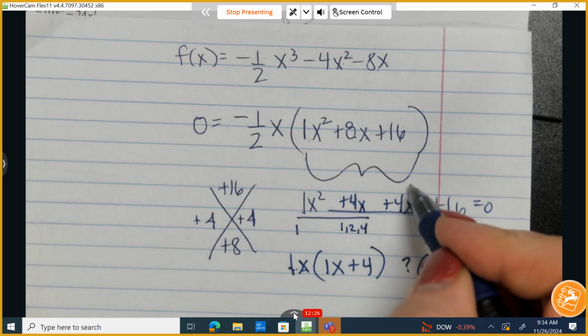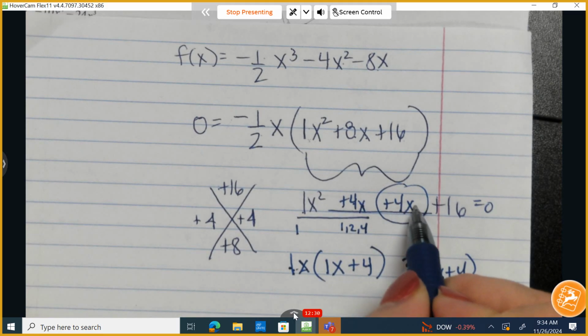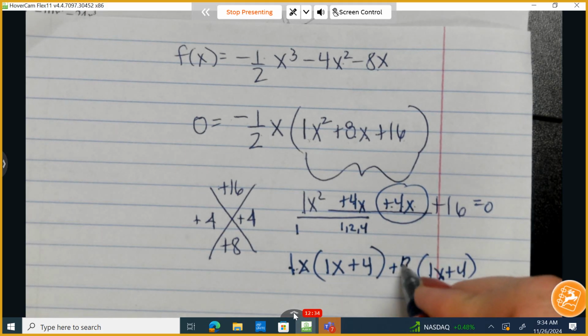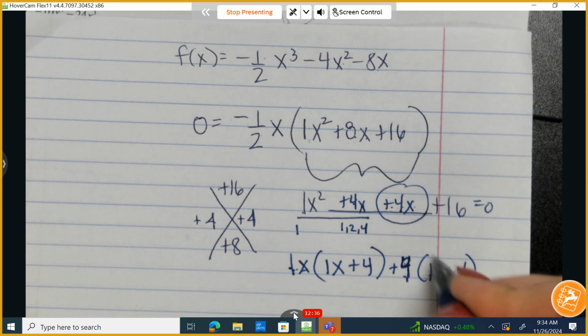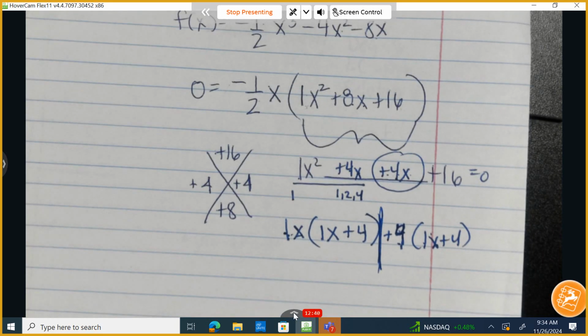And I'm asking myself, what value times 1x would achieve a positive 4x? What times 1 is positive 4? The answer is positive 4. And I'm going to make sure that's right. That's 4x, and that's 16. That's good. Now, both the front and the back contain the parenthesis 1x plus 4.